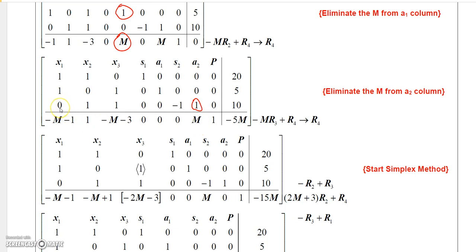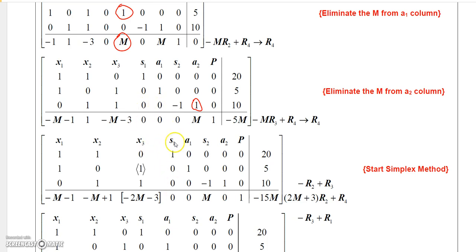And then, of course, negative m times 0 added to this won't change it. Negative m times 1 would give me negative m plus 1. So negative m plus 1. Multiply this by negative m and add it to this, I'll get negative 2m minus 3. Multiply this by negative m, it's not going to change anything, so I'll still have 0 there.